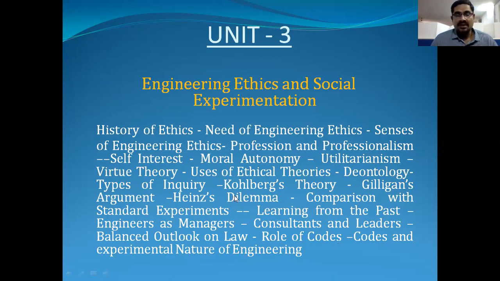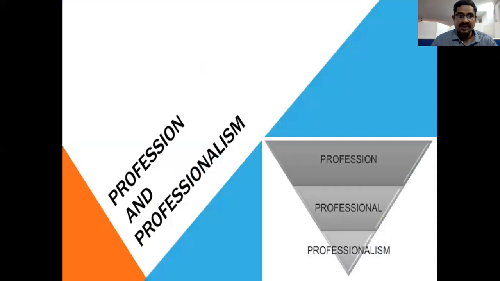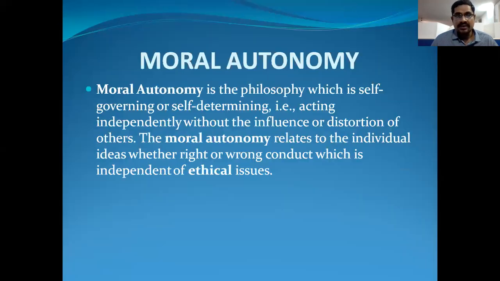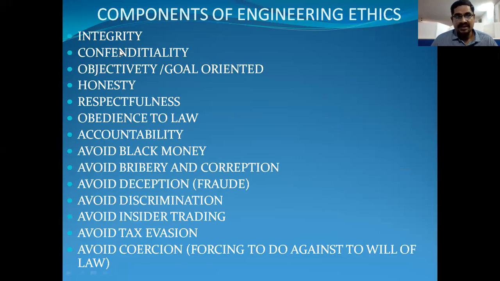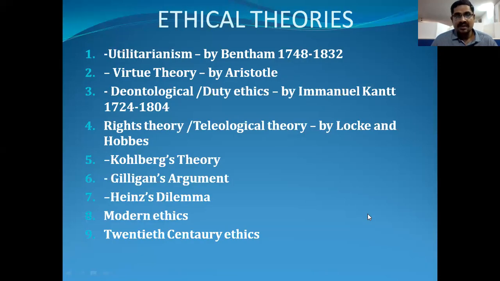So today's topic is theories of engineering ethics. We already completed all these topics: need, history, moral autonomy, components of engineering ethics, and inquiry. In the last class we discussed the types of inquiry: normative, conceptual, and factual inquiries. Now, in this session, theories of ethics. We have a total of 9 theories.